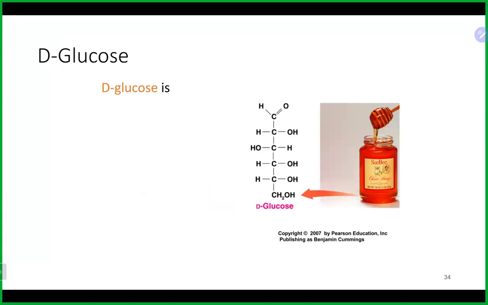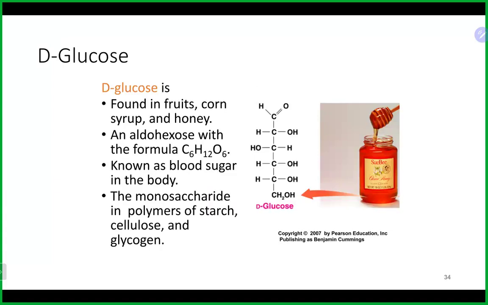All right. So let's talk a little about some of these monosaccharides. D-glucose is found in fruits, corn syrup, and honey. As we saw there, it's an aldose, hexose, has the form of C6H12O6. It is known as blood sugar in the body. Monosaccharide in polymers of starch, cellulose, and glycogen, as we'll talk about a little later on in this chapter.